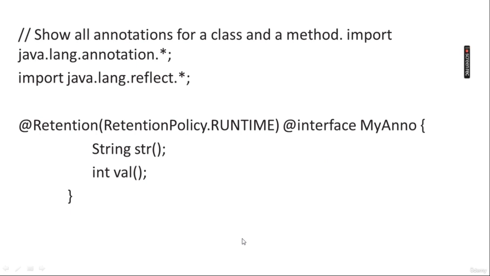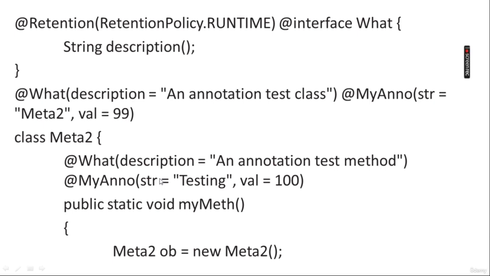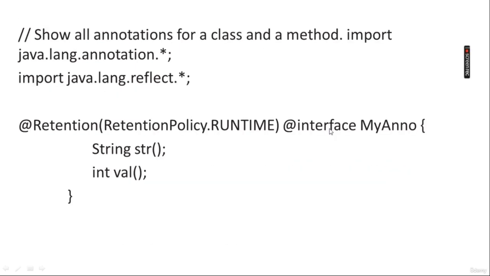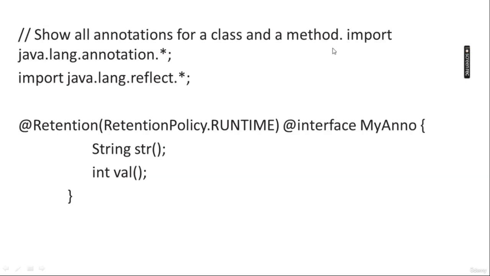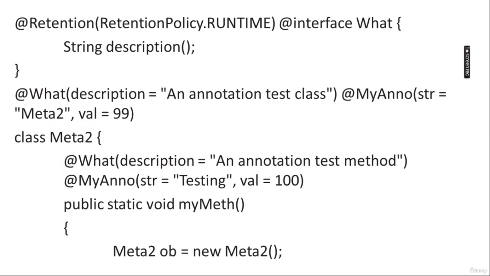Now we will see one more example. Annotation and reflect classes are imported. Then retention policy runtime, string and value. So this annotation is created. Then another interface, with String description. These are Description and AnnotationTestClass. MyAnnotation has string equal to meta2 and value equal to 99. So two annotations are created. The first is MyAnnotation. The second is Description, initialized with AnnotationTestClass, and the first is initialized with meta2 and value 99.